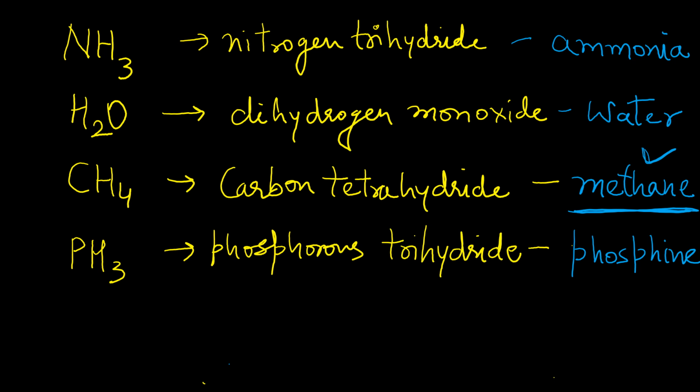So I hope you understand the difference between ionic and covalent compounds and how to identify them. Of course, there are a lot more differences. I am going to cover how ionic and covalent compounds are formed and their properties in a separate video. But here, I hope you have learned how to write down the names of covalent compounds.